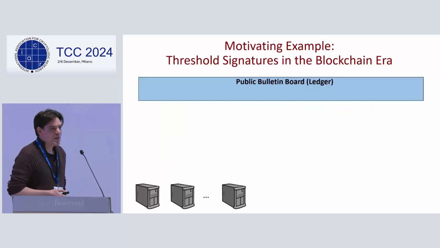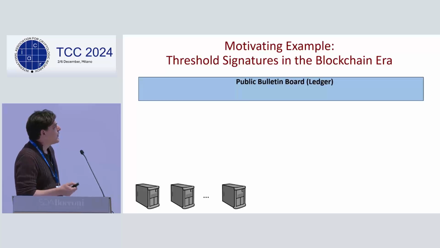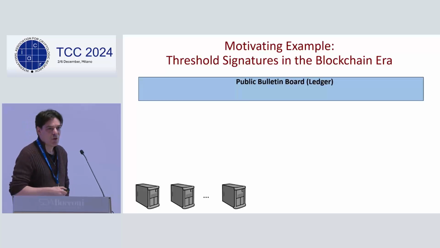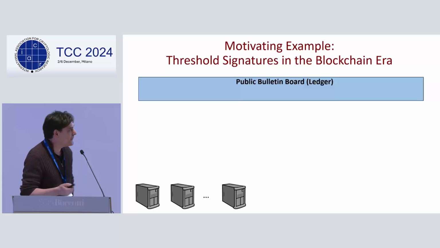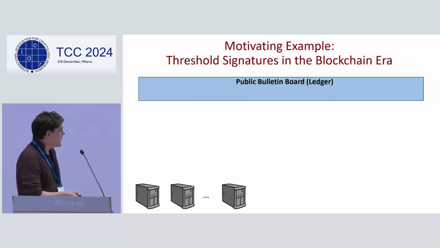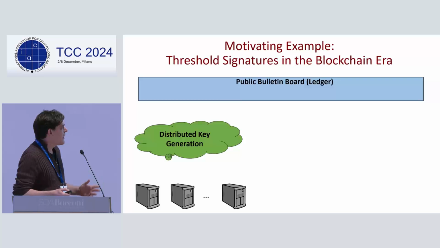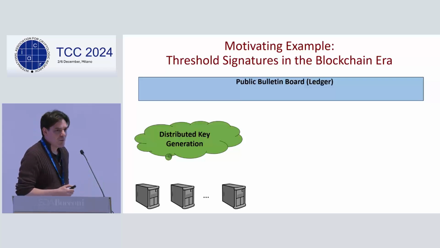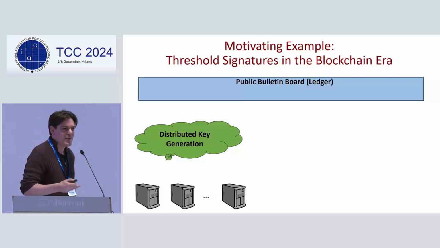So let me start with a motivating example. I'm going to tell you about threshold signatures in a blockchain setting. We have n servers, and there's a public bulletin board, and later we'll define exactly what it means, but for now, just think about it as a public board.